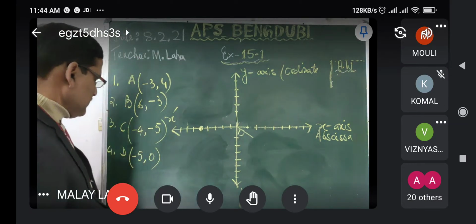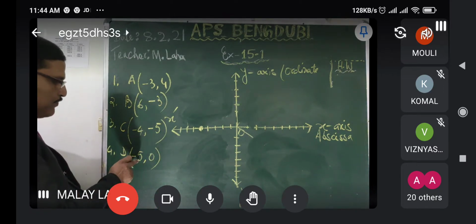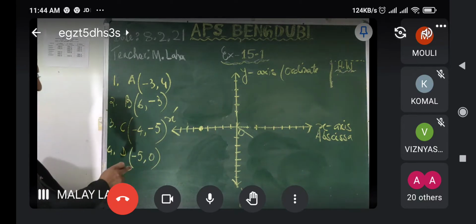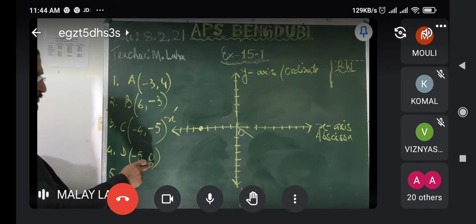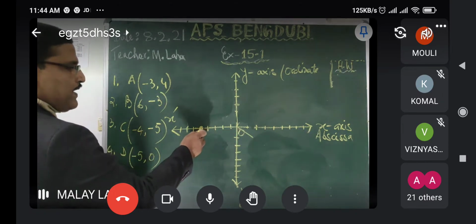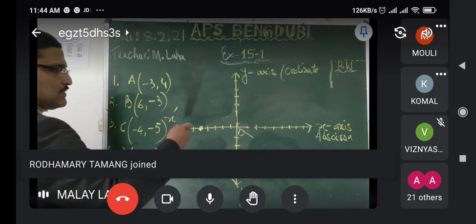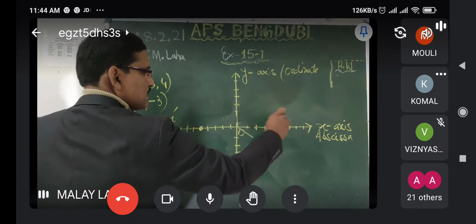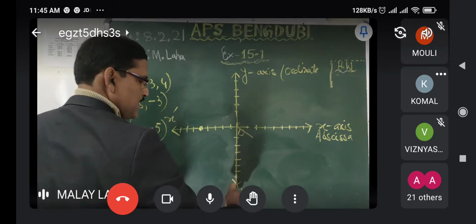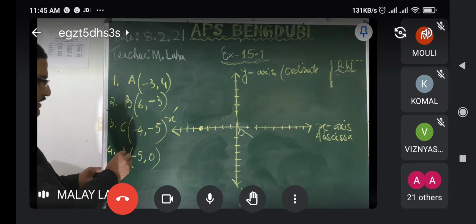Okay. Sir, can you explain again? So the fourth one, minus 5, 0. First value is for x, second value is for y. So minus 5 on x, count: 1, 2, 3, 4, 5. Why this side? Because minus. X this side minus, x this side plus. Y upward direction plus, y downward direction minus. So x is minus 5.